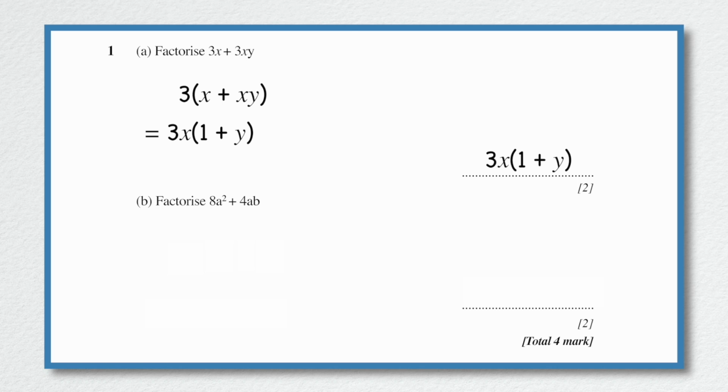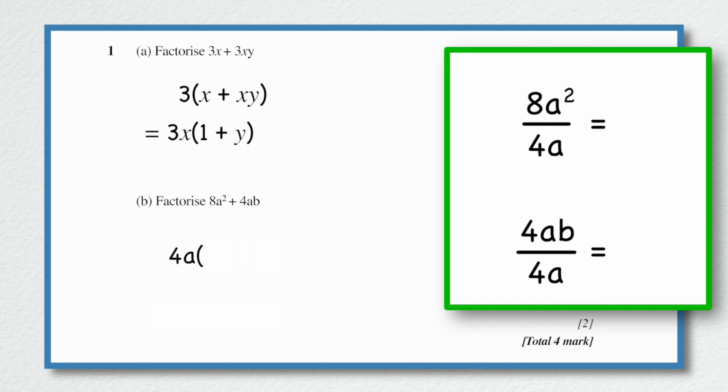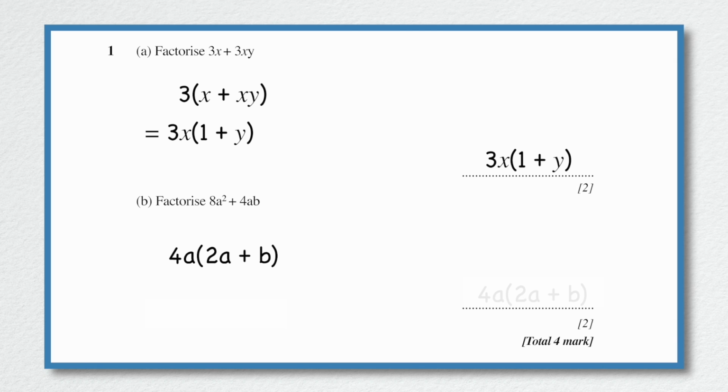So to factorise this expression, we have 4a open bracket. Now 8a squared divided by 4a is equal to 2a. Then we write down the add. And then we have 4ab divided by 4a, which is equal to b. And we close the bracket. So the answer is 4a open bracket 2a add b close bracket. And this answer will give you 2 marks.